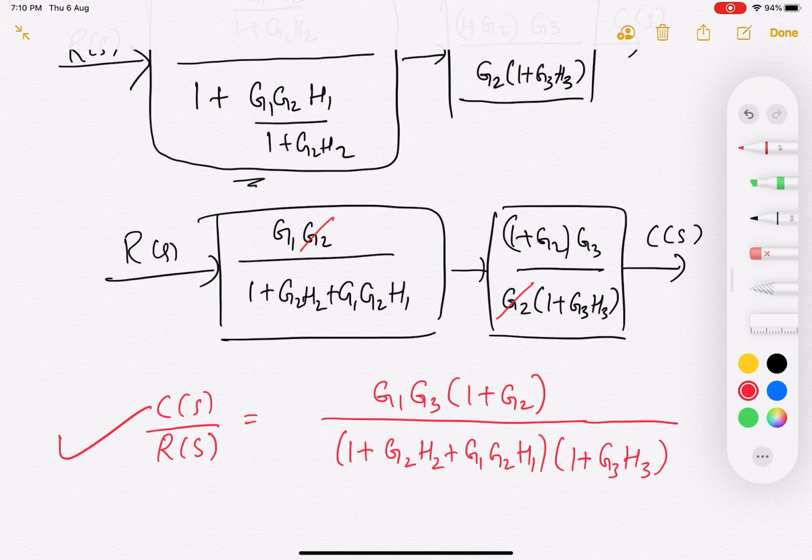You'll have to write it as a function of s if you have to be technically correct, but in case there is a shortage of time or anything, then you can quickly write it in terms of G and H. So I hope this reduction of multiple subsystem systems by block diagram reduction is clear.